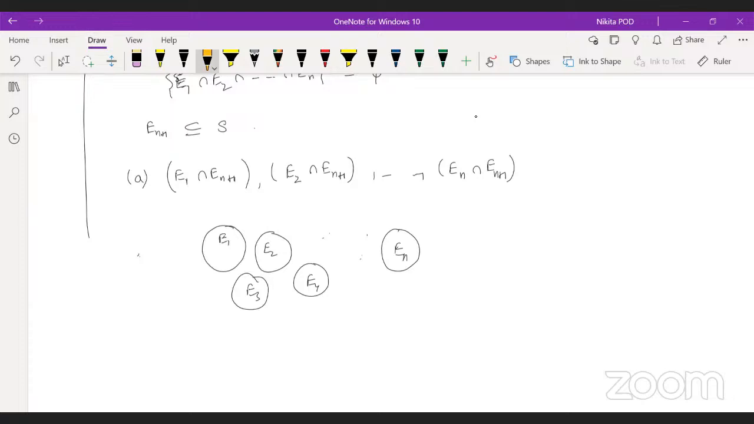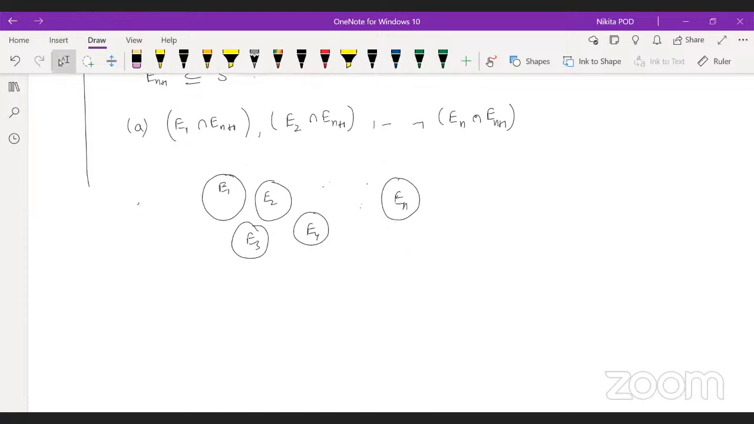Here I'm drawing it separately, but actually En plus 1 is just one set, one event. Your sets should have been arranged in a way such that you could take the intersection of En plus 1 with each of these events. But the image I have drawn here is not exactly true. Just for example, to understand, I'm drawing it here. So let's say this is my En plus 1.